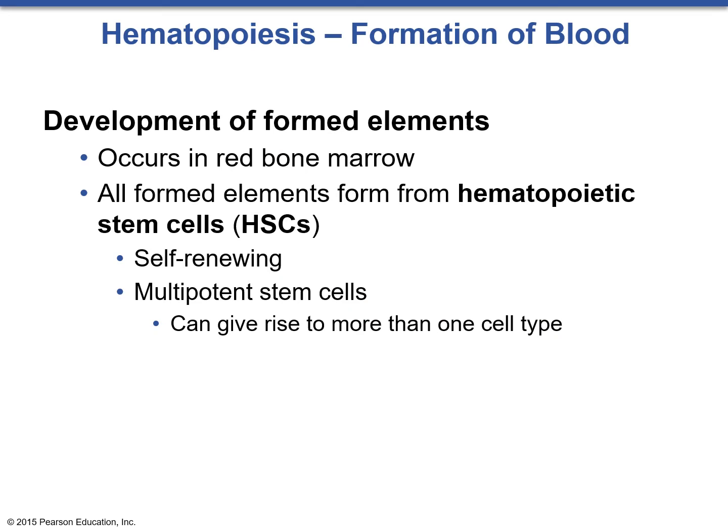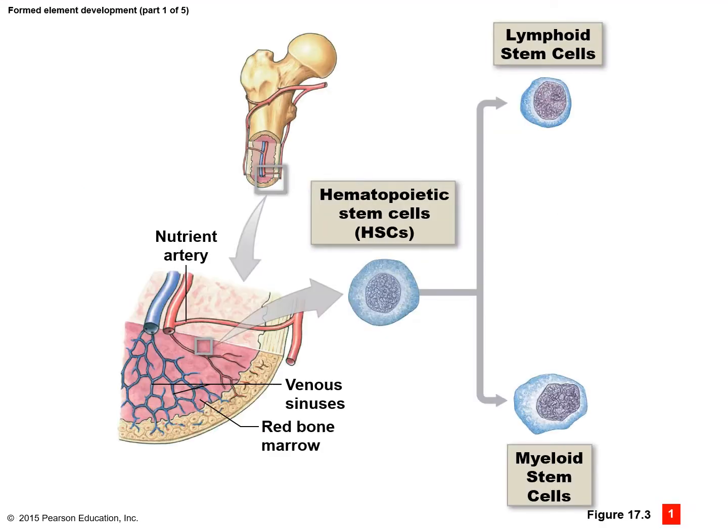Formed elements are all initially formed in the red bone marrow, which is found in different long bones throughout the body. These are all formed initially from hematopoietic stem cells, HSCs. HSCs are self-renewing, multipotent stem cells. Because they're multipotent, this means that they can give rise to more than one type of cell. All types of cells, platelets, red blood cells, and all types of white blood cells initially come from this stem cell. Hematopoietic stem cells will diverge into either lymphoid stem cells, which will eventually make a type of white blood cell called lymphocytes, which are involved in the body's immune system, or they will make myeloid stem cells. Myeloid stem cells create every other type of blood cell or formed element in the body.